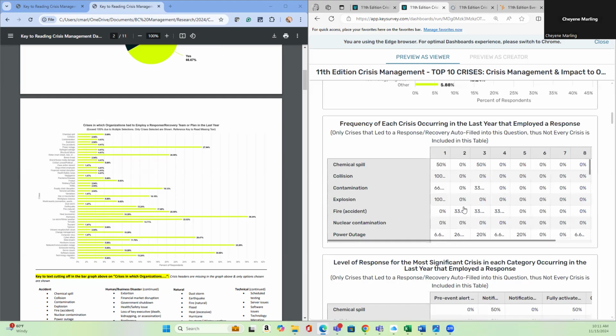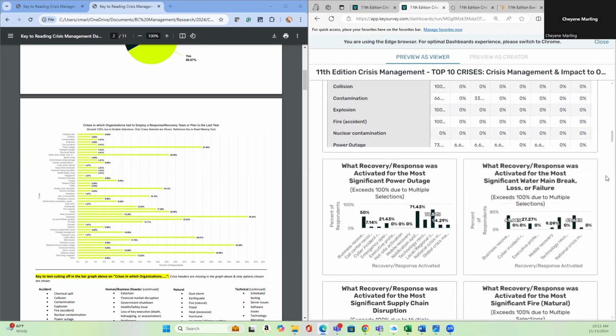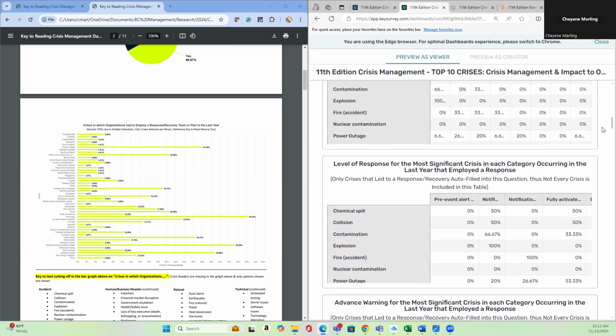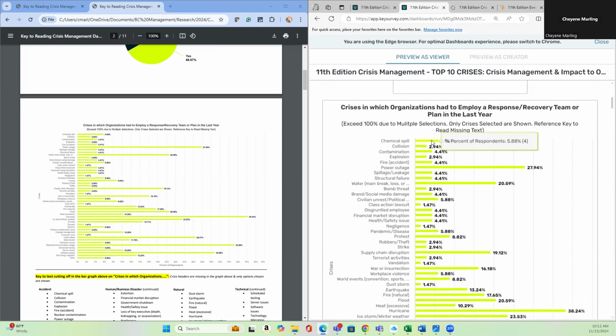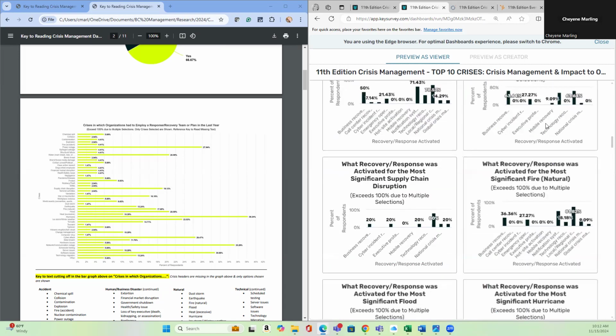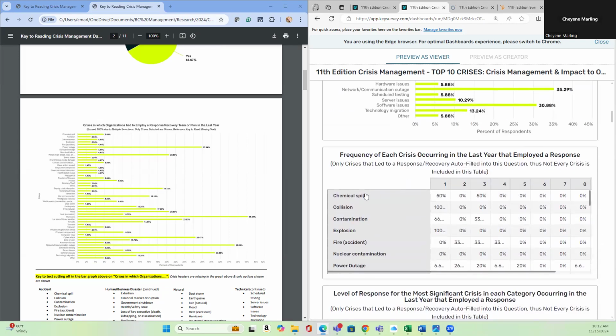So I do want to highlight that some of the data charts only focus on the top 10, but when you read some of these other tables, it will include everything. But please note, chemical spill didn't get a lot of respondents. If you look at chemical spill up here, only 4 of the respondents actually had a chemical spill. So it's not included as a top 10 crisis when you look at the actual bar charts, but we cannot remove it from the actual table charts.